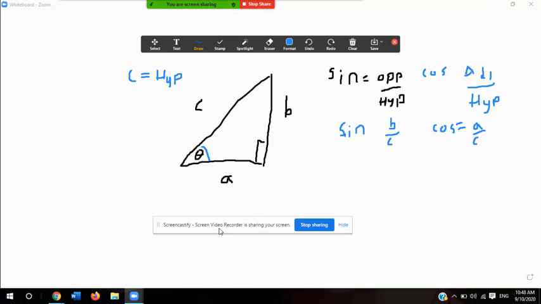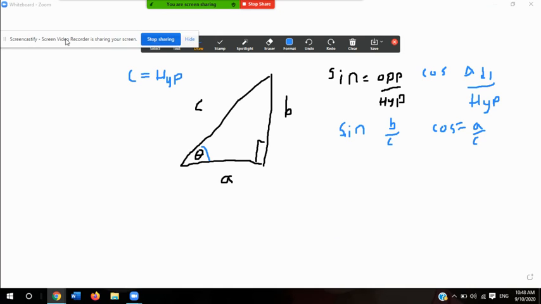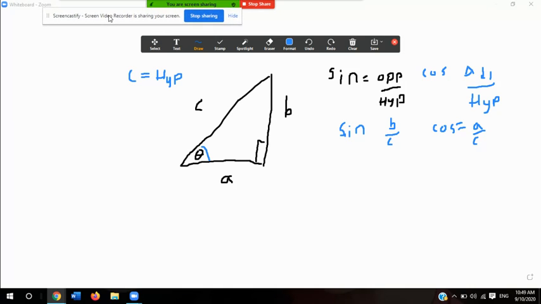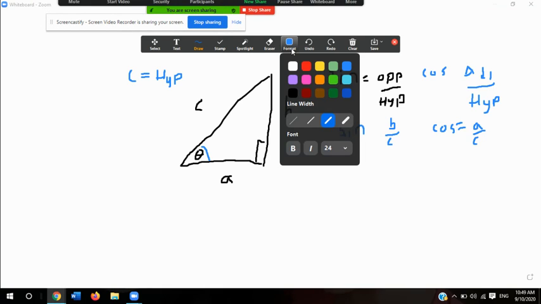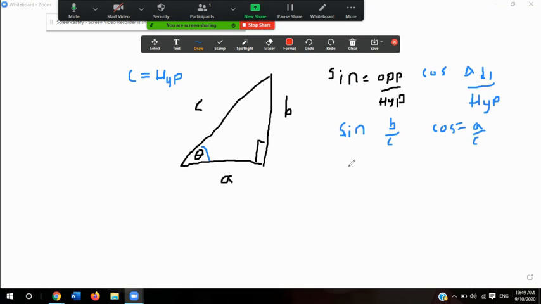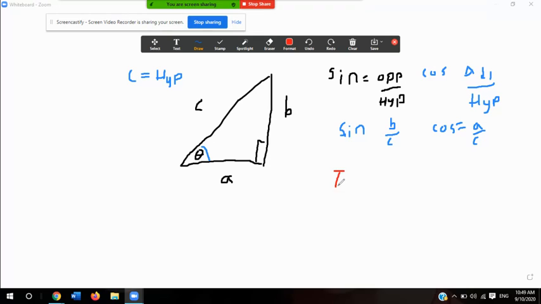And we're going to talk about the tangent right now. Let me just move this over here so I have some more space on the board. So we have sine, we have cosine. Now we're going to talk about the tangent. The tangent is defined as opposite over hypotenuse. So we have opposite and we have hypotenuse.